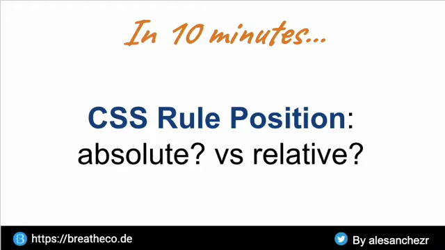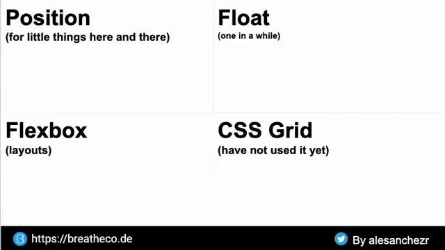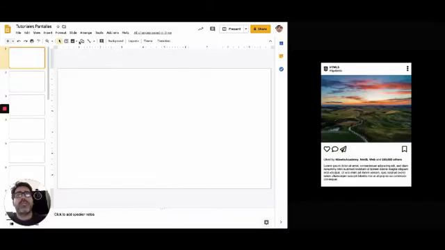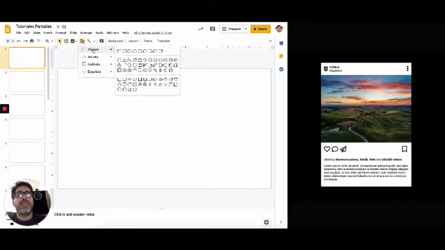Okay, so there are four ways of organizing a layout in CSS and HTML. We're going to be focusing on this one. So let's talk about absolute and relative.